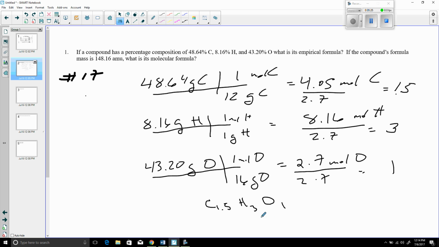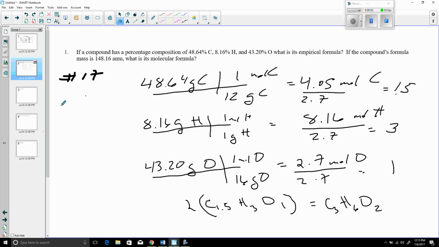Now, I cannot express a formula with a fraction, with a 1.5. So I've got to get rid of that 0.5. I do this by multiplying by 2, because 0.5 times 2 gives me a whole number, which will give me C3H6O2. And that's my empirical formula. So I've answered the first question in there.